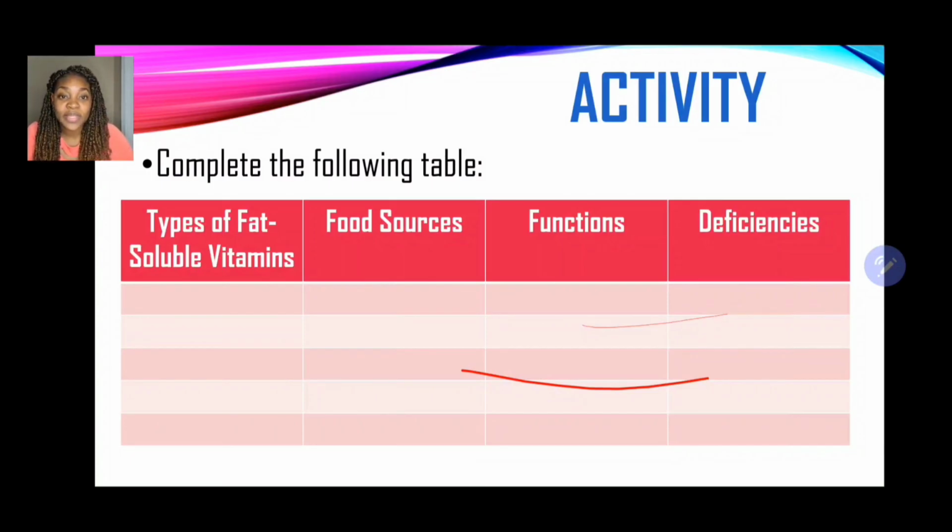Now that we're at the end, it's time for you to complete this table, right? Now you're going to put the types of fat-soluble vitamins with their scientific names, food sources, functions, and also their deficiencies. Good? You're awesome. You've made it to the end of the video.